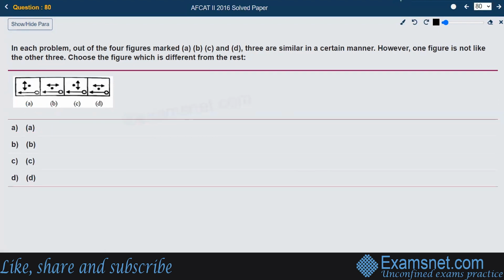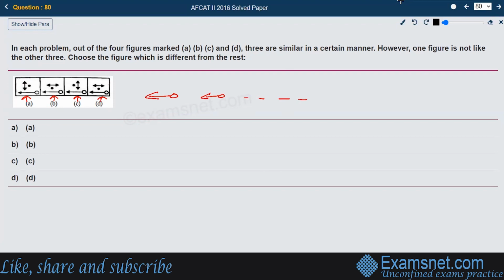Next one, what is happening? We are supposed to find out the odd one again. If you have a closer look at this, the bottom arrow and the hollow circle doesn't create any difference. In all the four figures, the bottom arrow and the hollow circle face the same way. What is happening with the upper part?